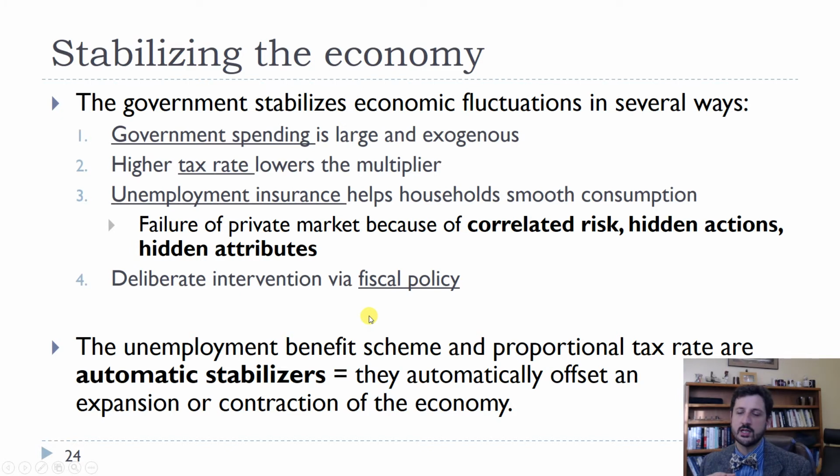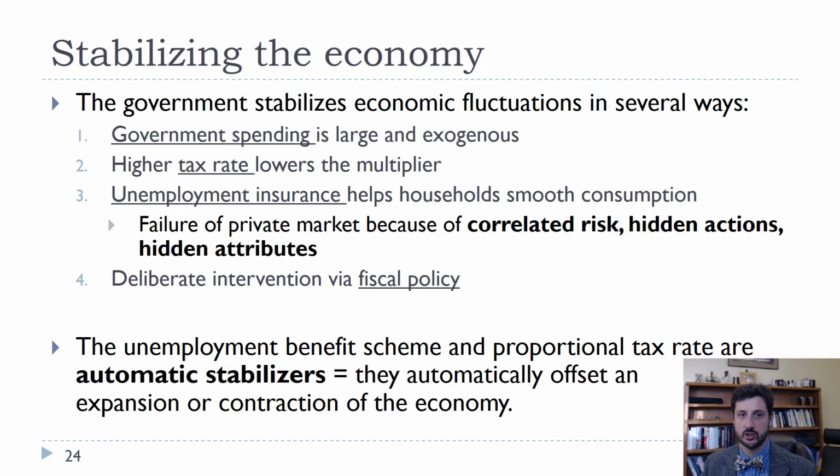So how can the government then stabilize the economy, right? Well, there's a few ways. One is that if we're in a recession, government spending can increase, right? Government spending is large and at least on the federal side is exogenous. And so if we're in a recession, the government can say, all right, well, we'll borrow some money and spend it. We can spend it on building roads, on building schools, on whatever we want to spend it on that puts people to work. We can change the tax rate, right?